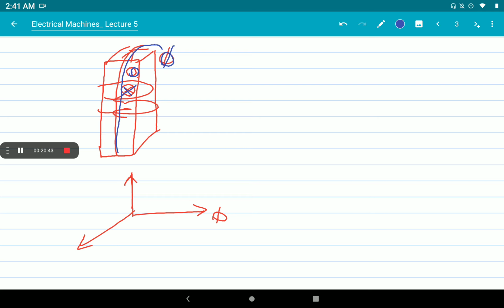We can mark it as dot or cross like this. അതായത് ഫ്ലക്സും പ്രൊഡ്യൂസ് ചെയ്യുന്ന കറണ്ടും പെർപെൻഡിക്കുലർ ഡയറക്ഷനിലായിരിക്കും. അപ്പോൾ ഈ ഒരു ഡയറക്ഷനിലായിരിക്കും മാക്സിമം കറണ്ട് ഫ്ലോ ഉണ്ടായിരിക്കുക. So how to reduce that eddy current?